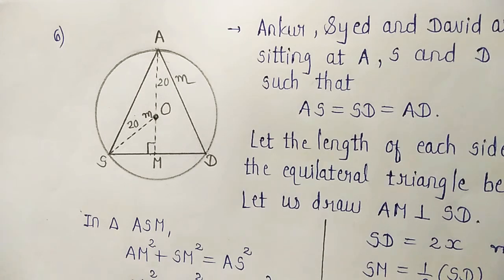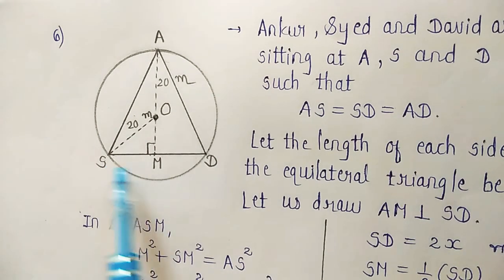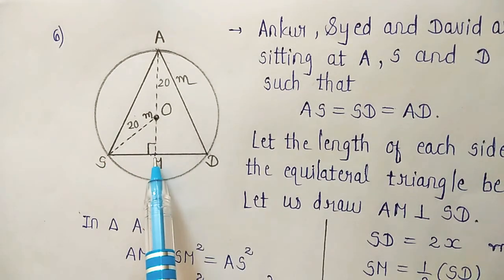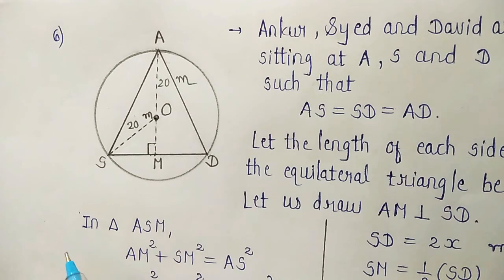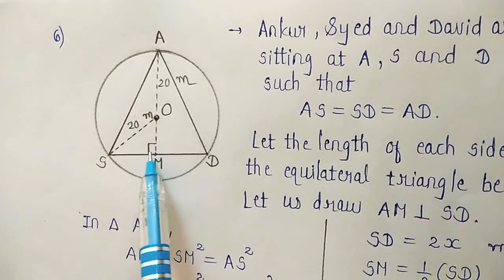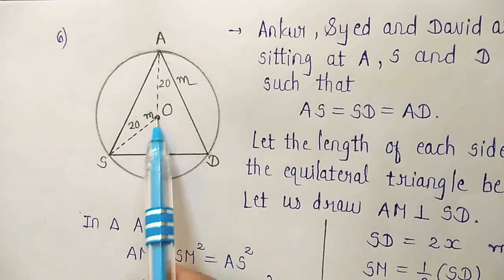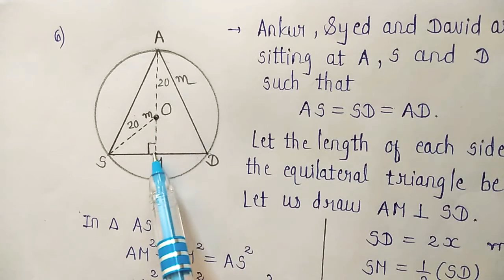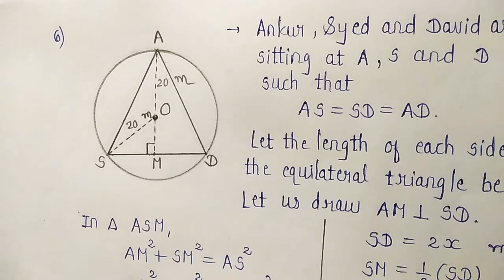Now let us refer to triangle OSM. Now again this is a right angle. So if we apply Pythagoras theorem for triangle OSM, then it will be OM square plus SM square is equal to OS square. Now see, OS is a radius, it is 20 meter. We got the value of OM just now, root 3x minus 20. Can we find SM? Yes, let us find.